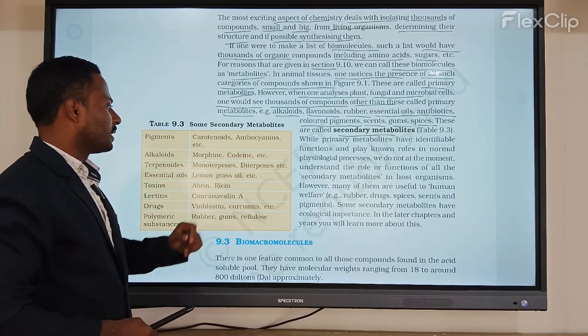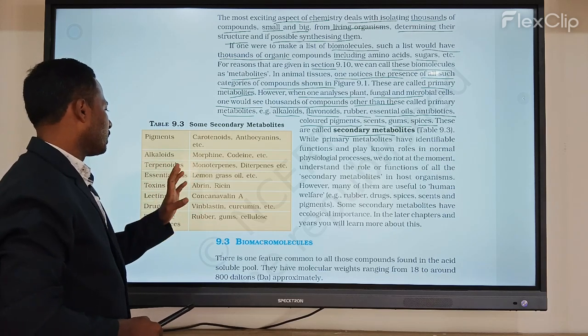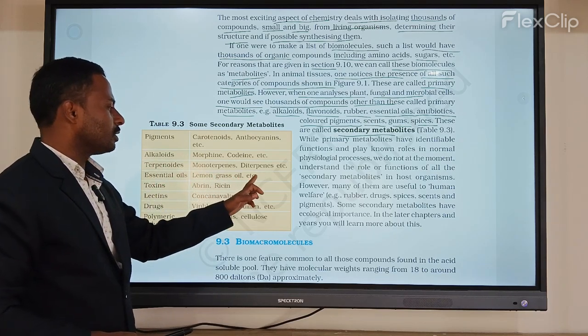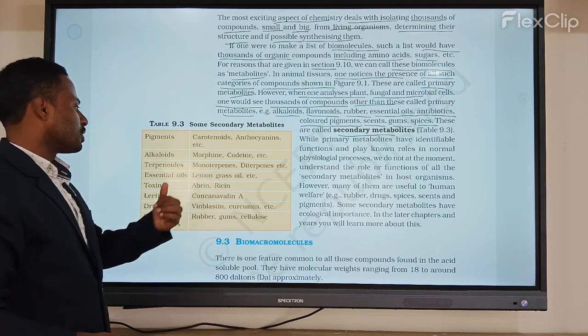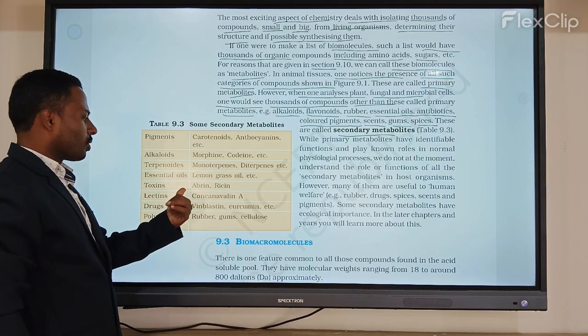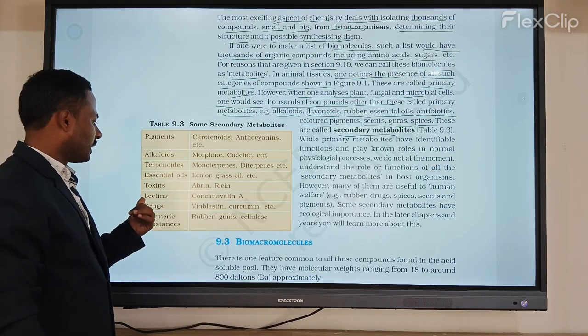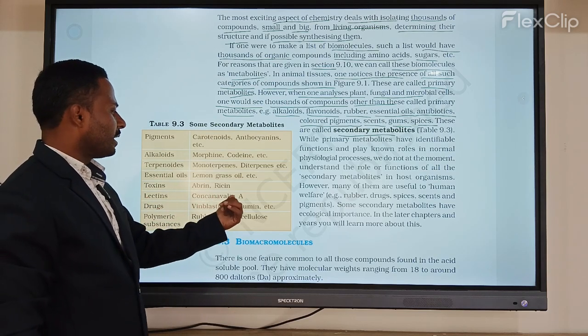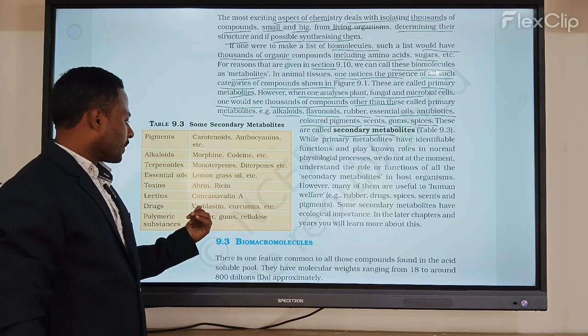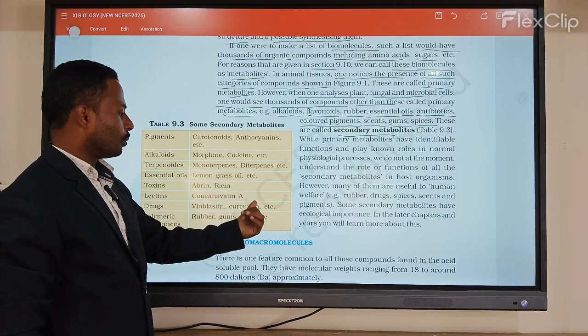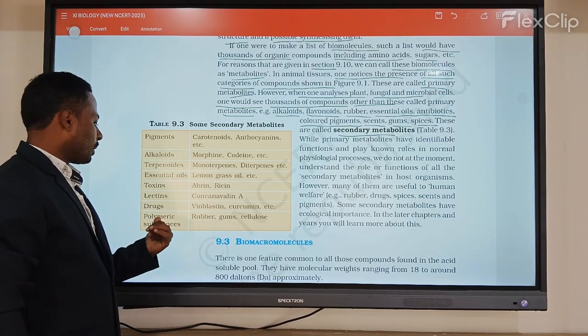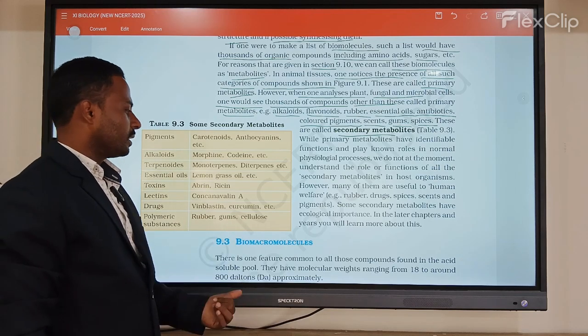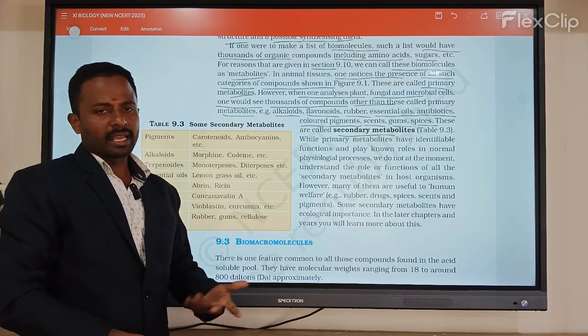Terpenes include monoterpenes, diterpenes, triterpenes, etc. Next, essential oils such as lemongrass oil. The toxins are abrin and ricin. The lectins include concanavalin A, drugs such as vinblastine and curcumin, etc. And polymeric substances like rubber, gums and cellulose are examples.